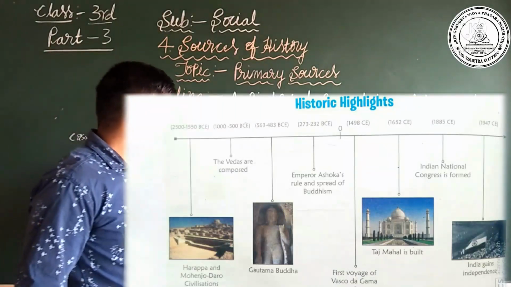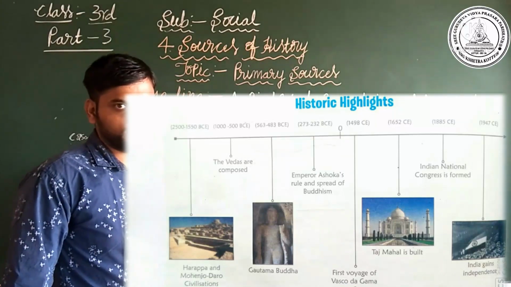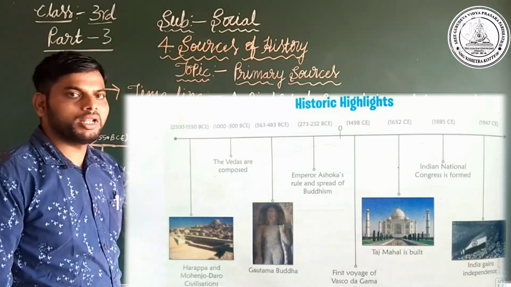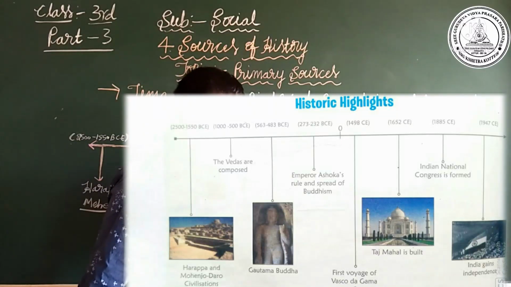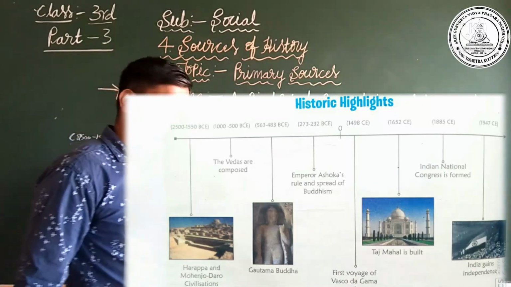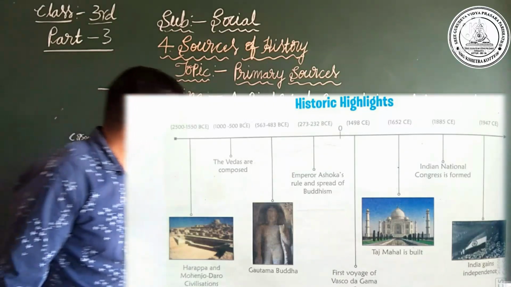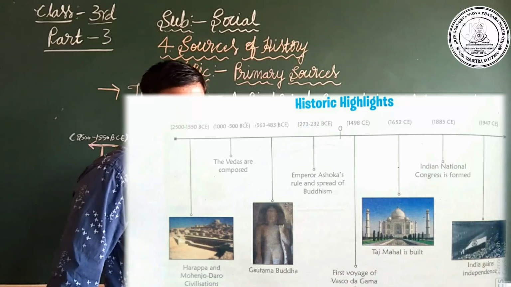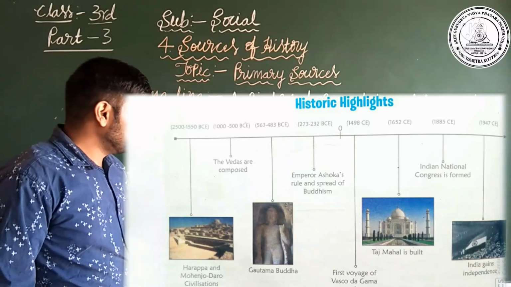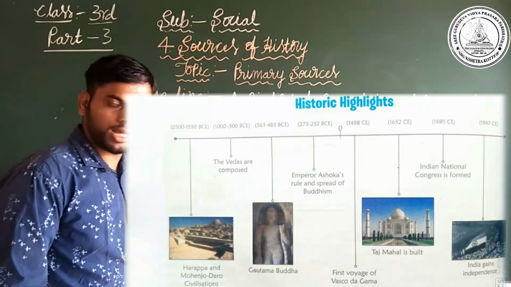Afterwards, this is the starting point, and after 1 year we call it Common Era. In the year 1498, Vasco da Gama, a famous Portuguese sailor, sailor in the sense of navika, discovered the waterway to India.